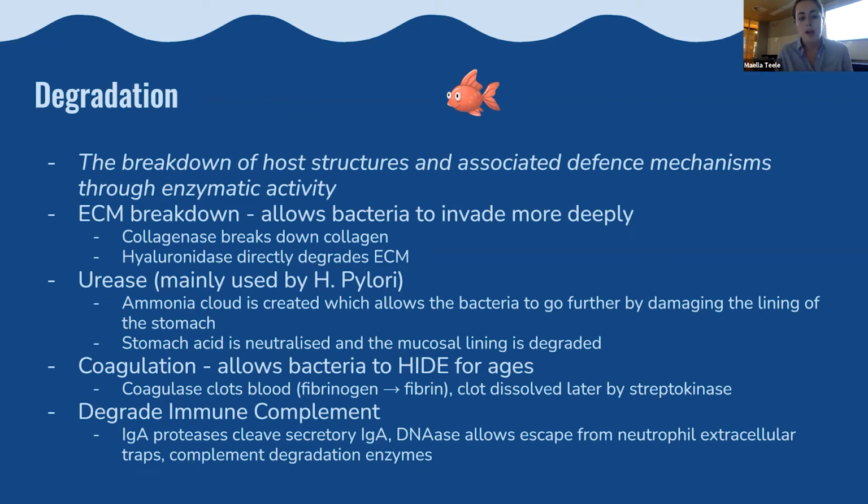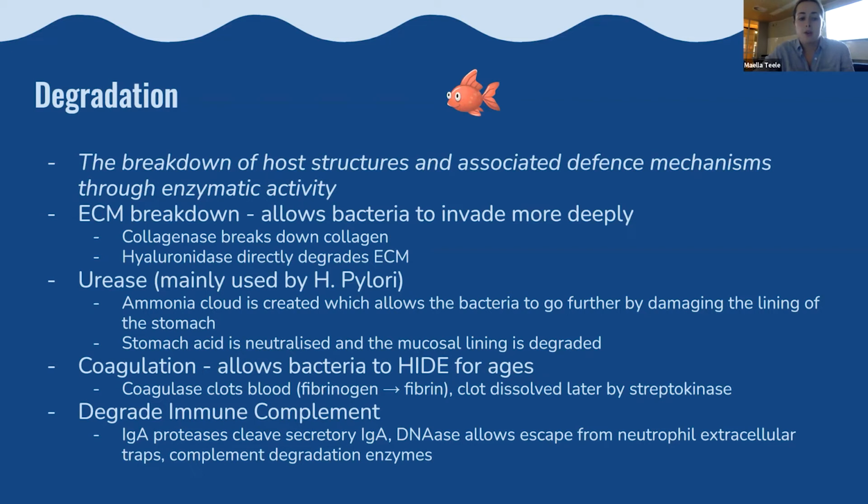One other example of an enzyme which is used, this one's mainly used by Helicobacter pylori, which you'll learn a lot about in second year, but it's an example that they might use in the exams. This bacteria releases urease and it creates an ammonia cloud, which then damages the lining of the stomach and allows the bacteria to go further into the stomach. So it degrades the mucosal lining.